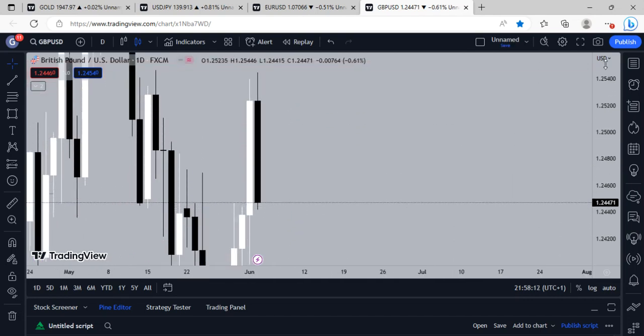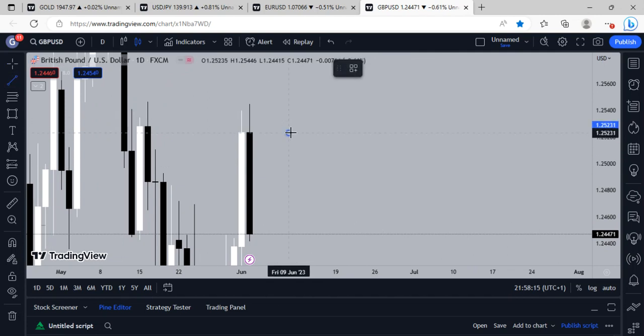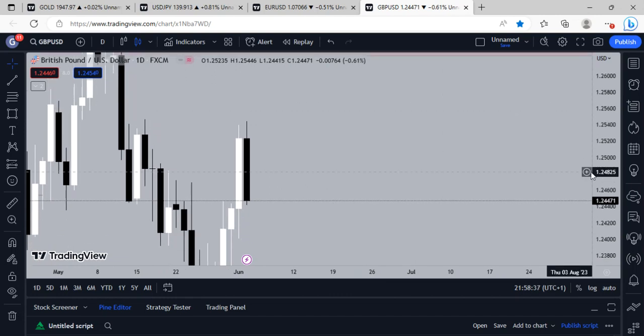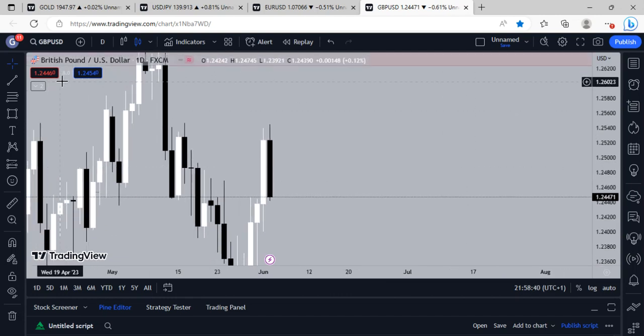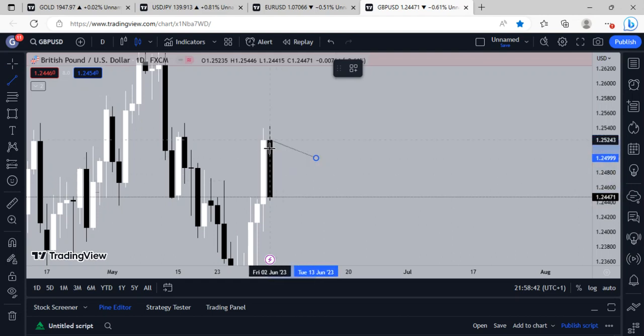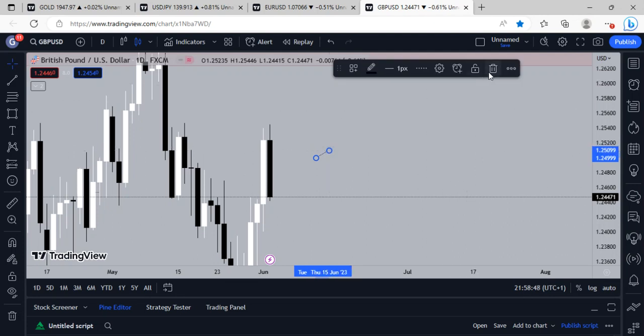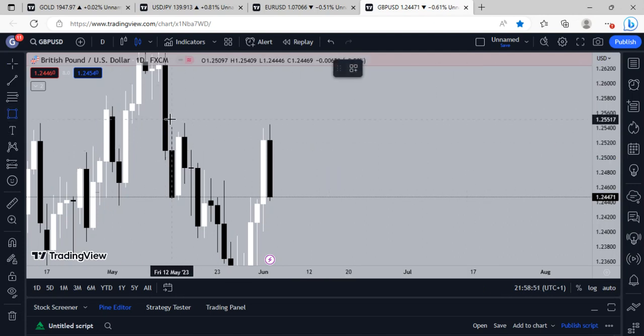the body closed below, and the previous wick, the wick of the bearish candle, has taken out the wick of the bullish candle. So when the market opens in an hour and 2 minutes, I'll be looking to see how this candle has closed, and depending on how it has closed, I will then start looking for my sells on GBPUSD.